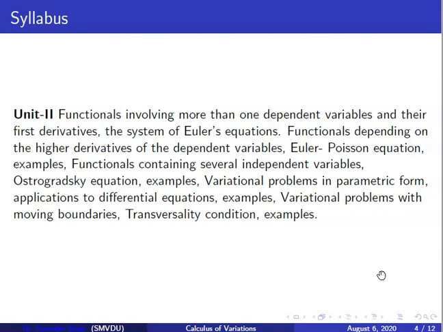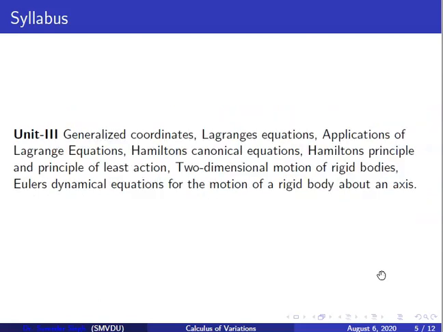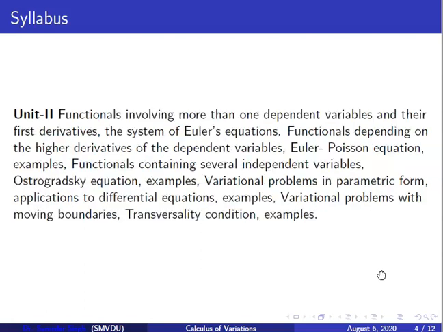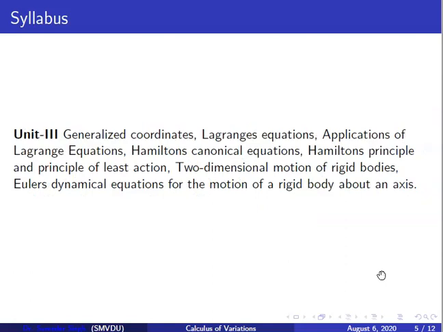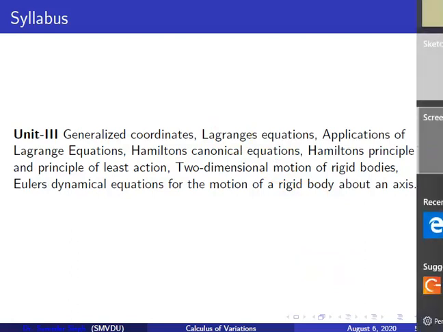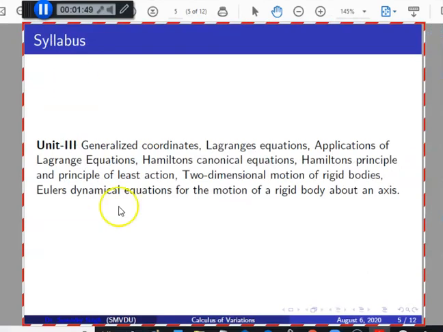Then this is the content of unit 2, then content of unit 3. Basically in this course the first 2 units are related to calculus of variations, and this third unit is mainly related to the mechanics part. This unit is related to mechanics.